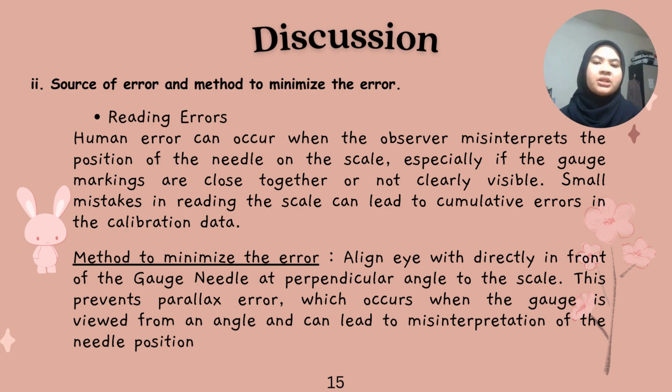The method to minimize the error is to align the eyes directly in front of the gauge needle, at a perpendicular angle to the scale. This prevents parallax error, which occurs when the gauge is viewed from an angle and can lead to misinterpretation of the needle position.